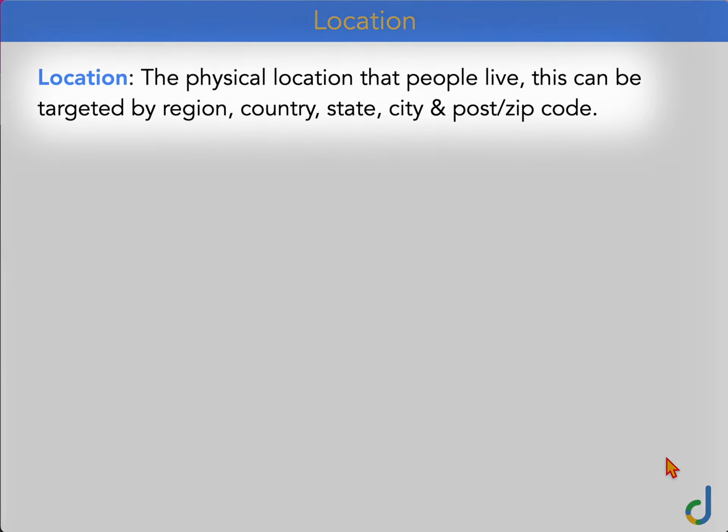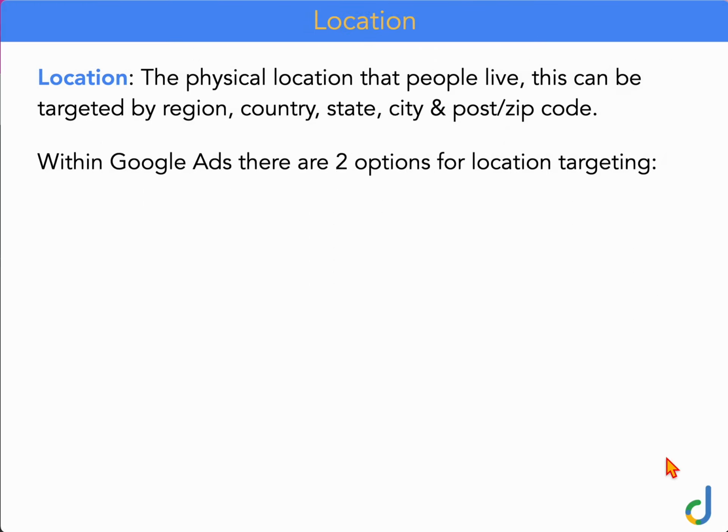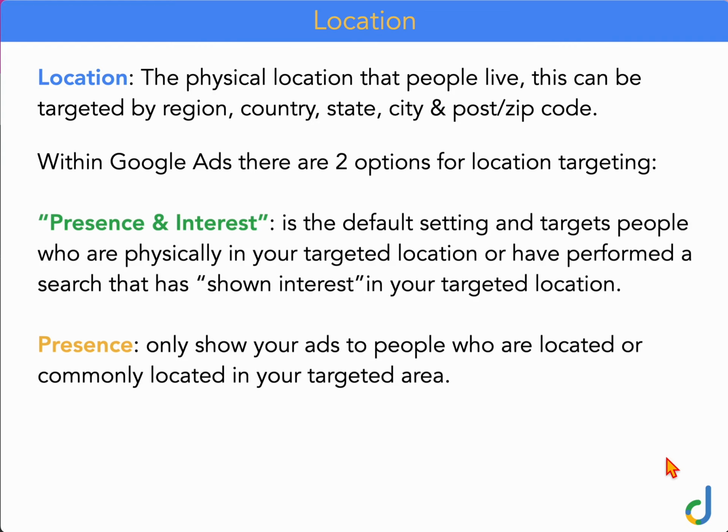So that's keywords. Now let's talk about the location. And this is the physical location that people live. And this can be targeted by region, country, state, city, or your postcode. Now, when it comes to location targeting, there are two options, and I'm going to show both of them now, then we'll explain them.